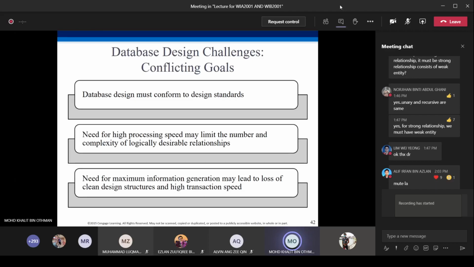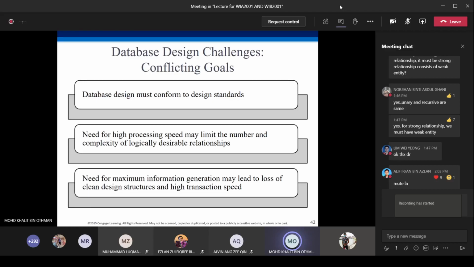Okay, this is the real world. We talk about big organizations. And then the third challenge is that the need for maximum information generation may lead to loss of clean design structures and high transaction speed. This is because complex information requirements may demand data transformation and they may expand the number of entities and attributes within the design.